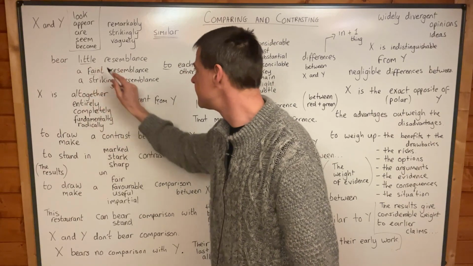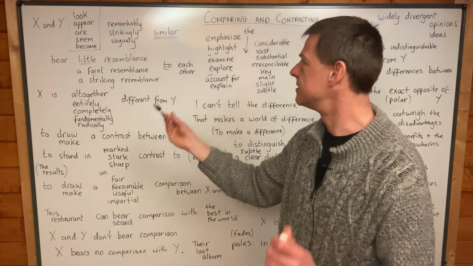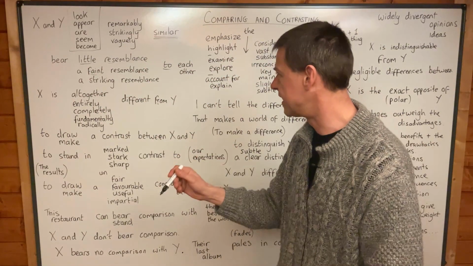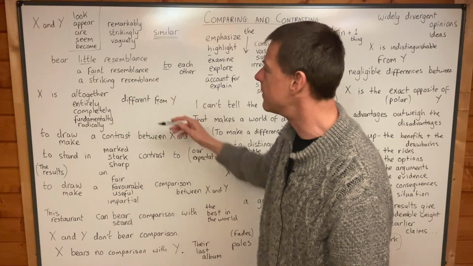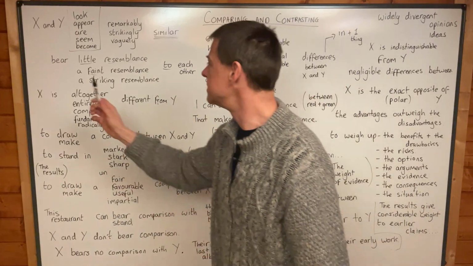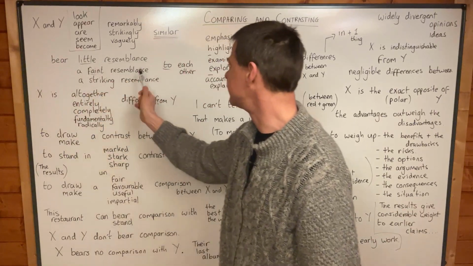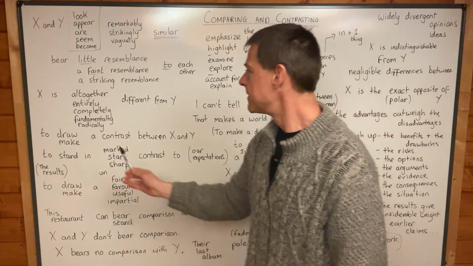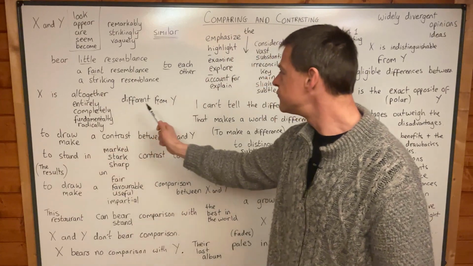So all of those are good, and we use this word resemblance when two things look the same. So that is particularly about appearance, okay? And we would use it as X bears little resemblance to Y. Okay, what about X is altogether different from Y?